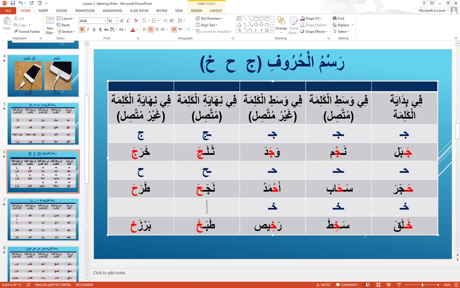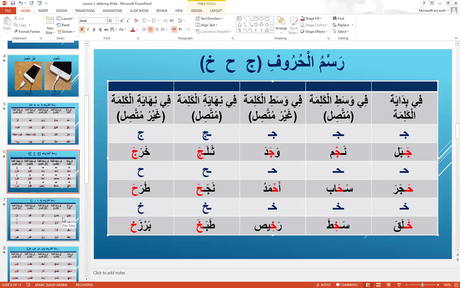Then we have خا في نهاية الكلمة متصل. So we have the connection, then خا. Then خا في نهاية الكلمة غير متصل. So then we write خا normally at the end of the word, not connected. So this is how to write them. If you look closely at the examples, you see that the way we've written this alphabet is the same way they've been written in the words respectively.